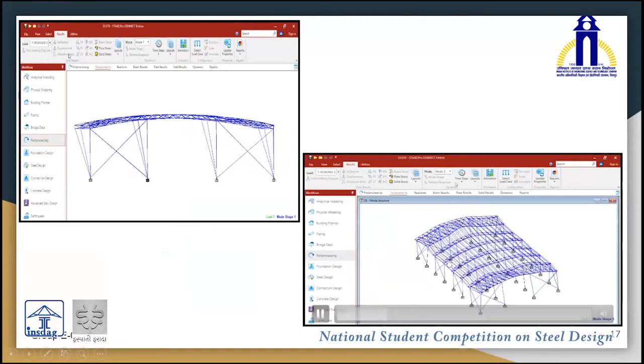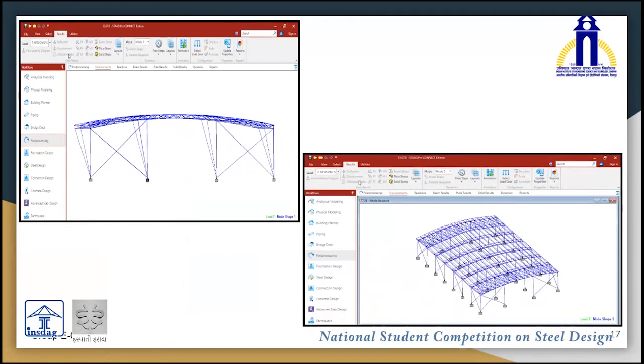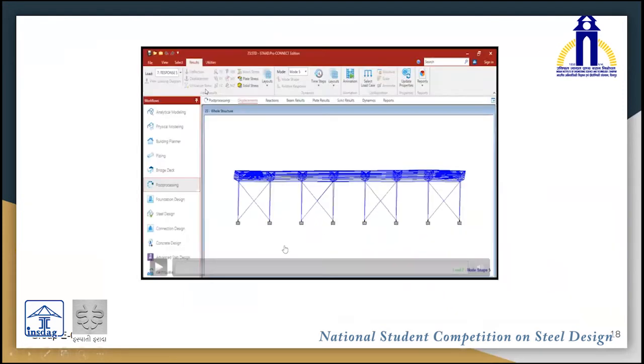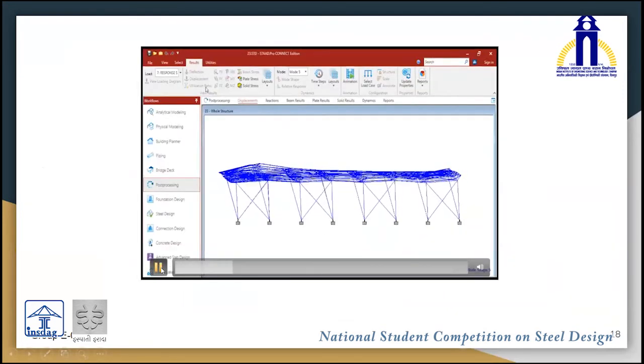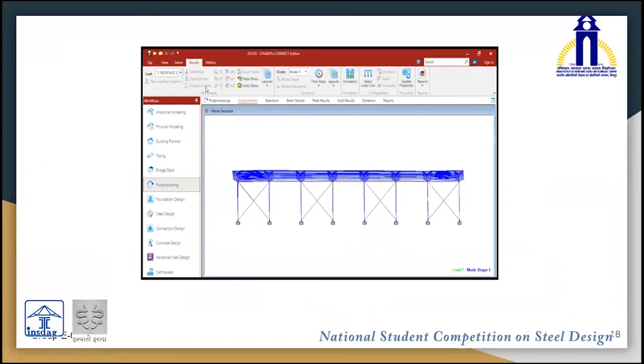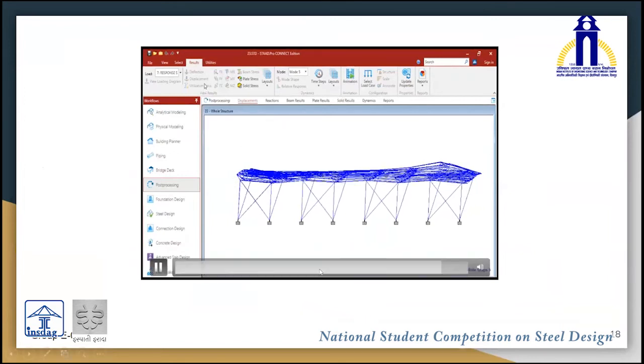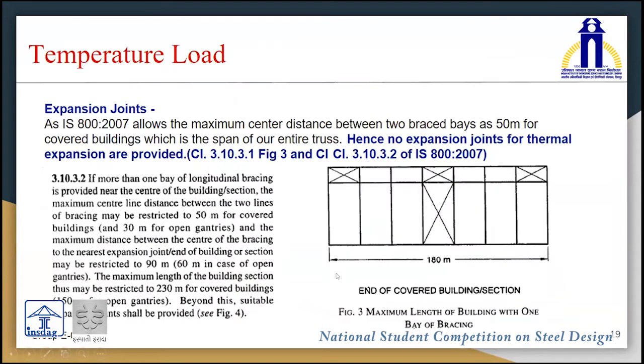This is the mode of vibration in the XZ plane but along the longitudinal direction of the structure, and this is the isometric view. The elevation response for the same mode of vibration would look something like this. For temperature load, as per the provision of clause 8.10.3.2 of IS 800-2007, no requirement of expansion joint was suggested, so we haven't provided one.